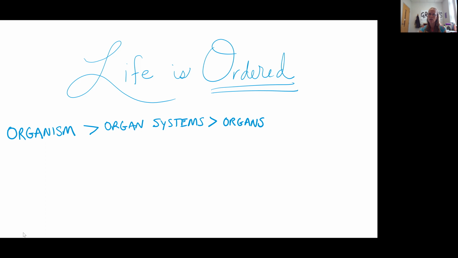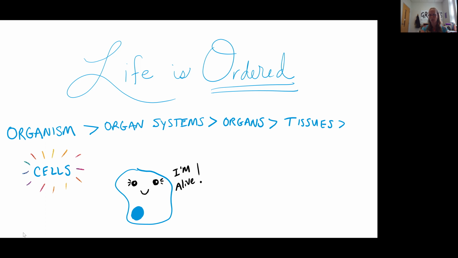And those organs are themselves made out of tissues, which are different groups of cells working together to form those organs. Tissues, as I've just said, are made up of cells. And cells are important because this is the smallest unit of life. This is consistent across the board, whether we're looking at humans or oak trees or mushrooms or bacteria. The cell is the smallest unit of life.